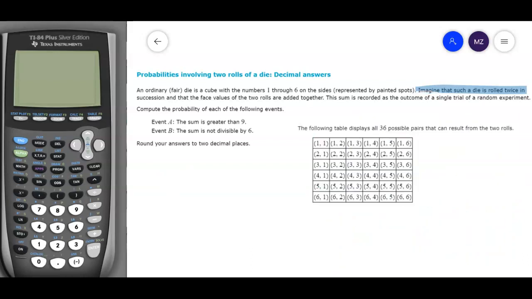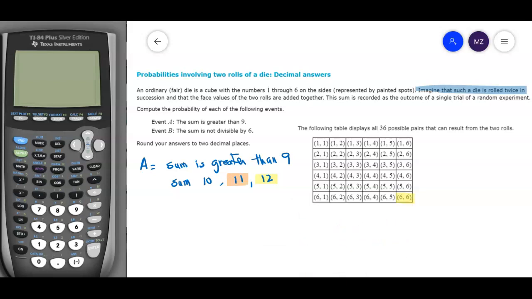So what is the first event, which is A? The sum is greater than 9. Notice here that 9 is not included. So you're looking for a sum of 10, 11, or 12. That's the highest we can go, with the sum of 6 and 6. Looking at 12, we can see 6 and 6 is the only outcome possible.